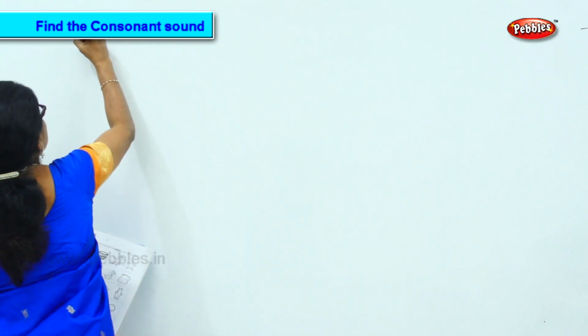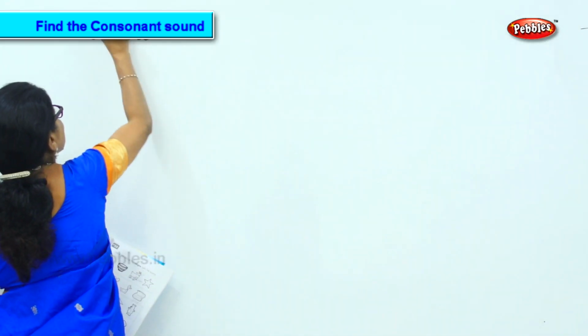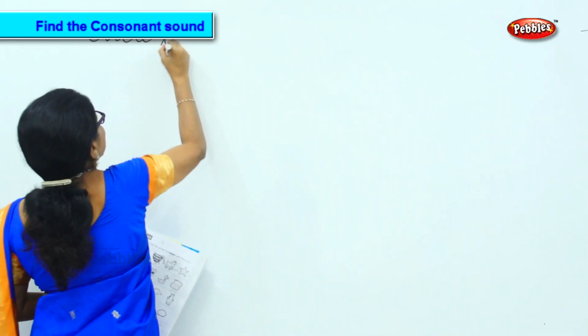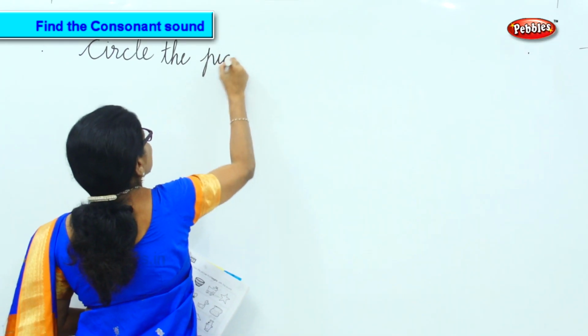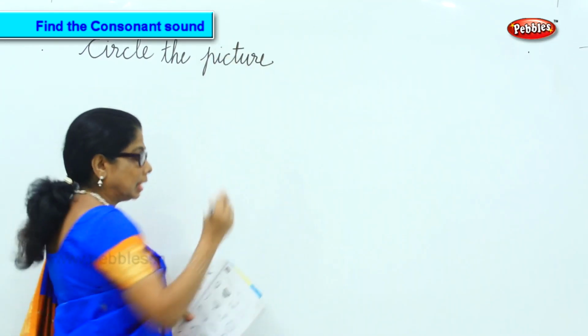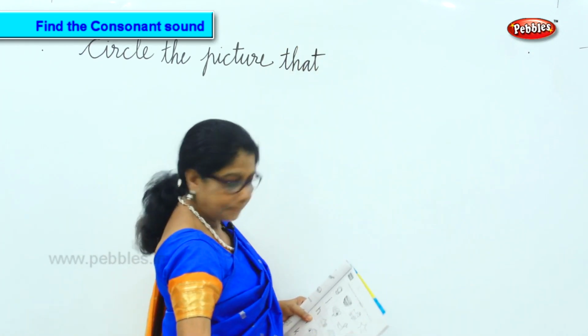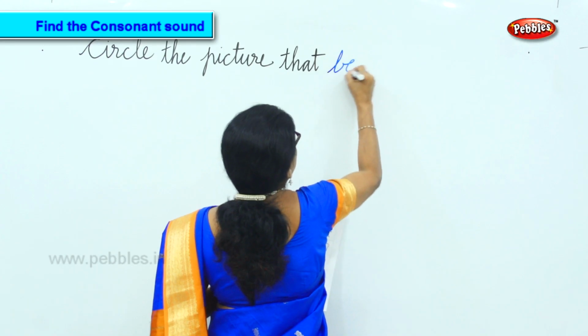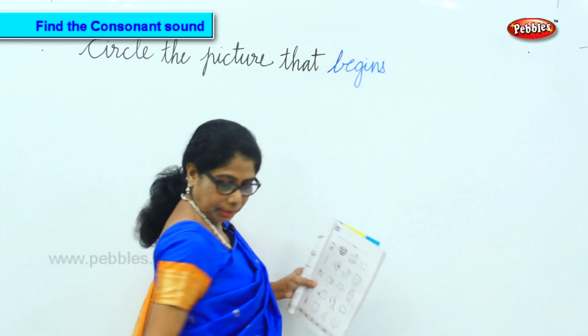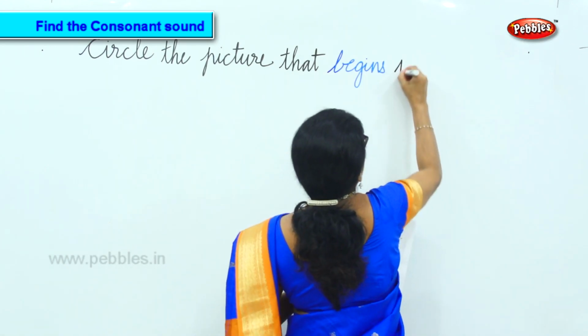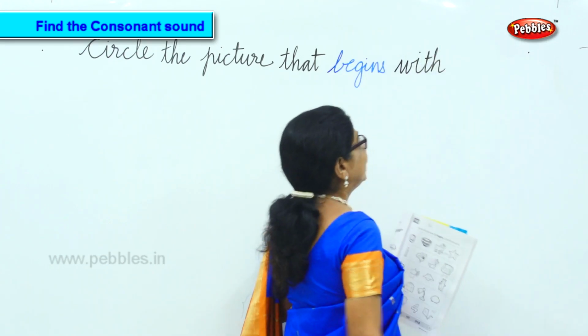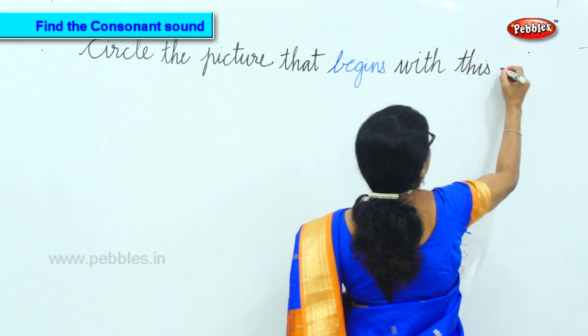We will do some more sounds. Looking at the picture, you must put the first letter for that picture. Now, so we will circle the picture that begins with this sound.